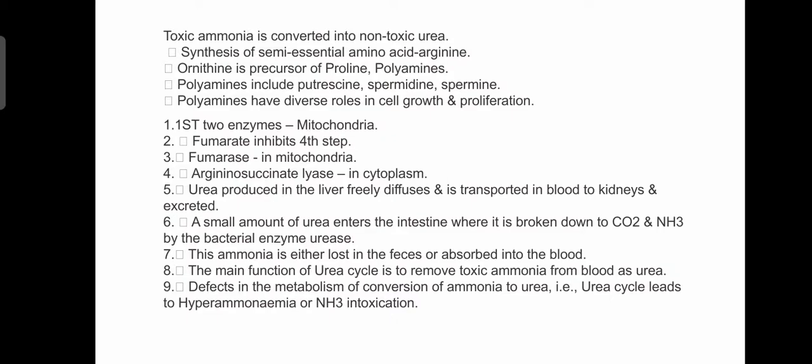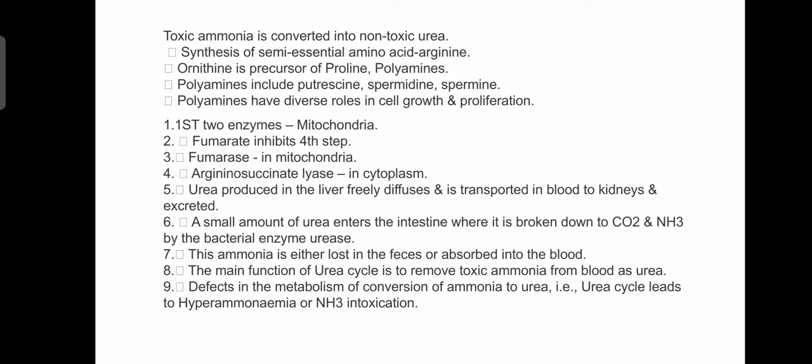And these all things we have discussed already. That is, first two enzymes are involved in mitochondria. Fumarate will inhibit the fourth step. Fumarase is present in mitochondria. And argininosuccinate lyase is the enzyme which is present in cytoplasm. And urea is produced in liver. Urea cycle takes place in hepatocyte cells, liver cells, and urea diffuses and is transported with blood to kidneys and excreted through urine.